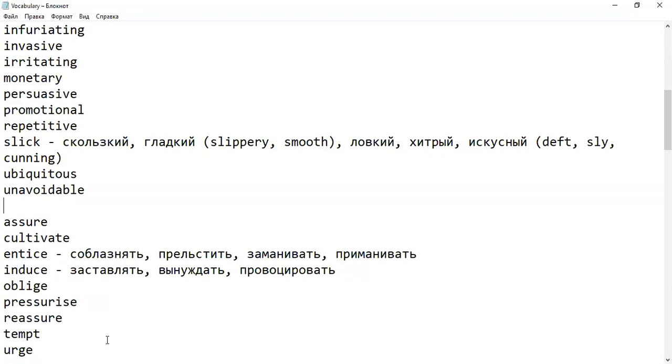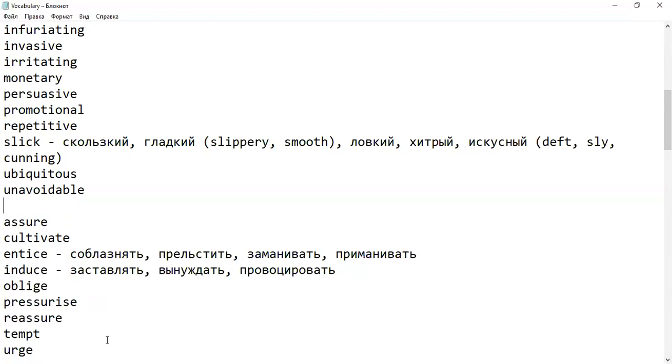It means to tempt someone, to attract someone. To induce, it's like to provoke or to make somebody do something. To oblige, it's also to make somebody do something. Pressurize, it comes from the word pressure. It's also when you want to influence a person.